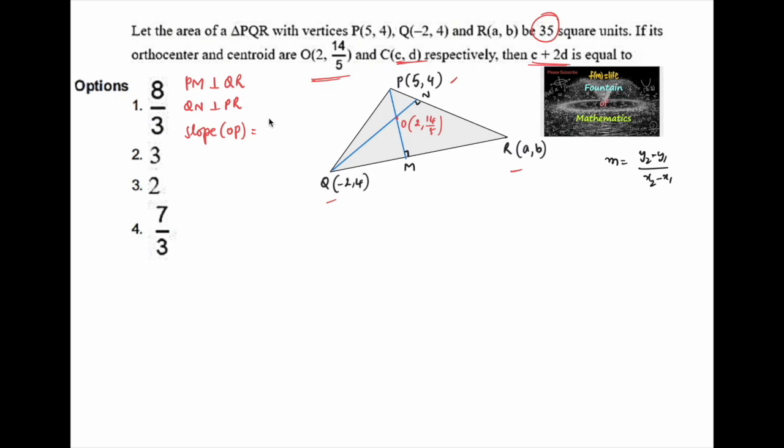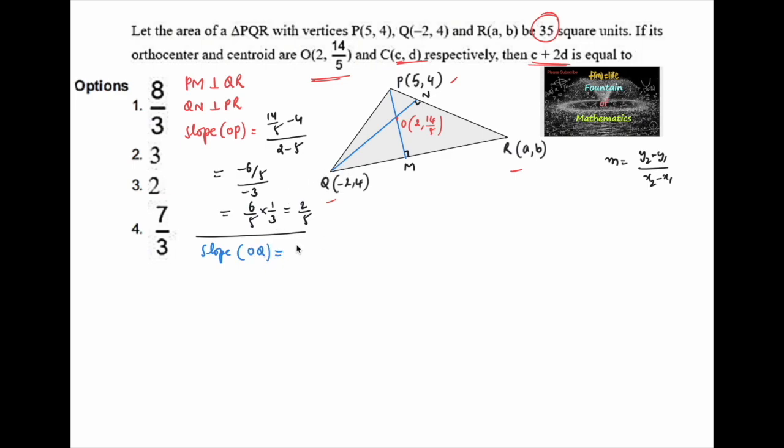So here we can write (14 upon 5 minus 4) divided by (2 minus 5). So we can write 14 minus 20, that is minus 6 divided by 5, divided by minus 3, or we can write 6 upon 5 into 1 upon 3, which is equal to 2 by 5. So slope of OP is 2 by 5. So we can also say slope of PM is 2 by 5. And next the slope of OQ.